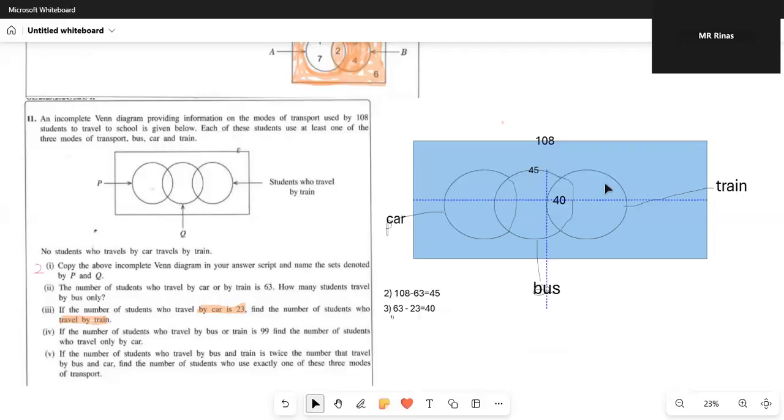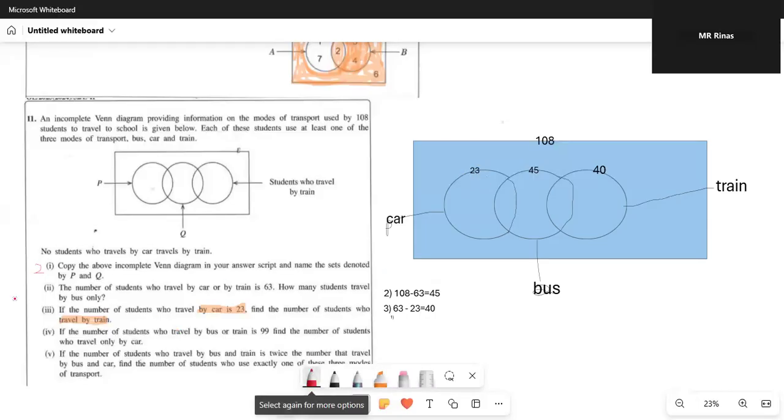The number of students who travel by train is 40. Then you know the number of students who travel by car is 23. For the second question you will get 2 marks. For the third question also you will get 2 marks.